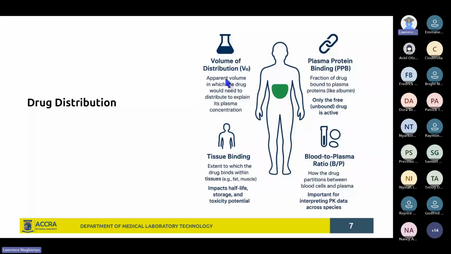So what is being depicted here is some theoretical volume of the bloodstream, the fluids in the body, in which the substance that is taken in gets distributed. And then you have a certain concentration. The volume within which the substance gets distributed is what we refer to as the volume of distribution.